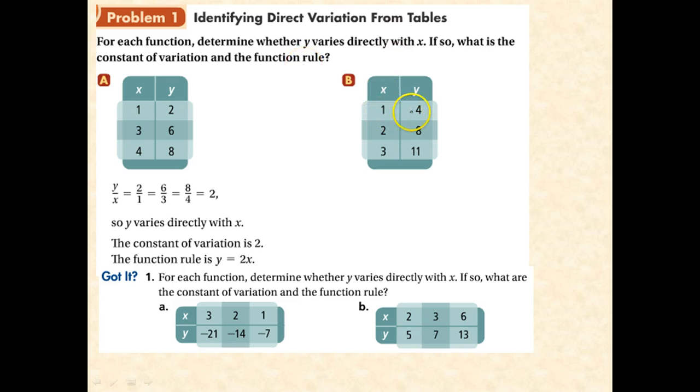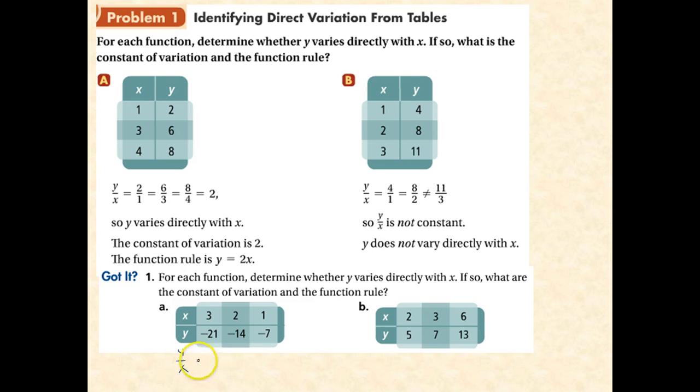How about this one? 4 over 1 is 4. 8 over 2 is 4. But 11 over 3 is not 4. So that means we don't have direct variation because we don't have the same constant of variation each time. Alright, see if you can figure out these two. Pause it, give yourself a chance to work on those, and then push play when you're ready to see the solution.